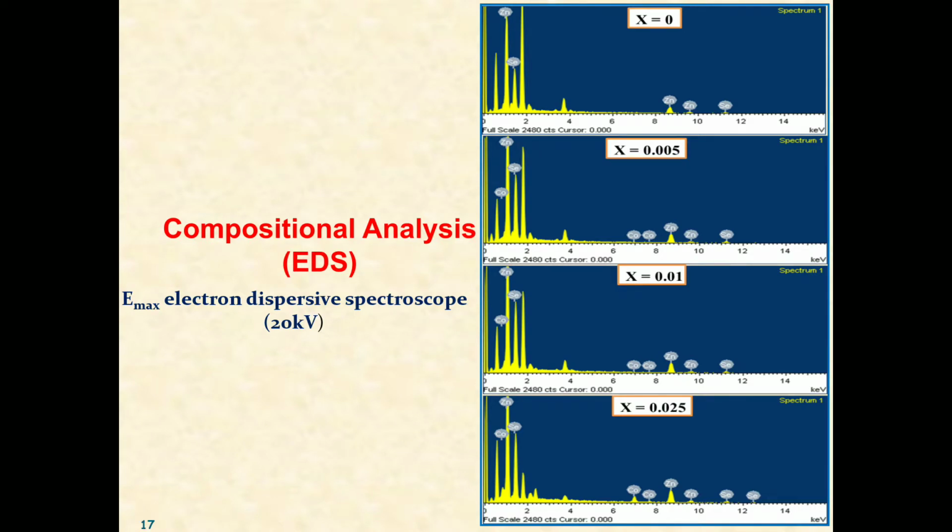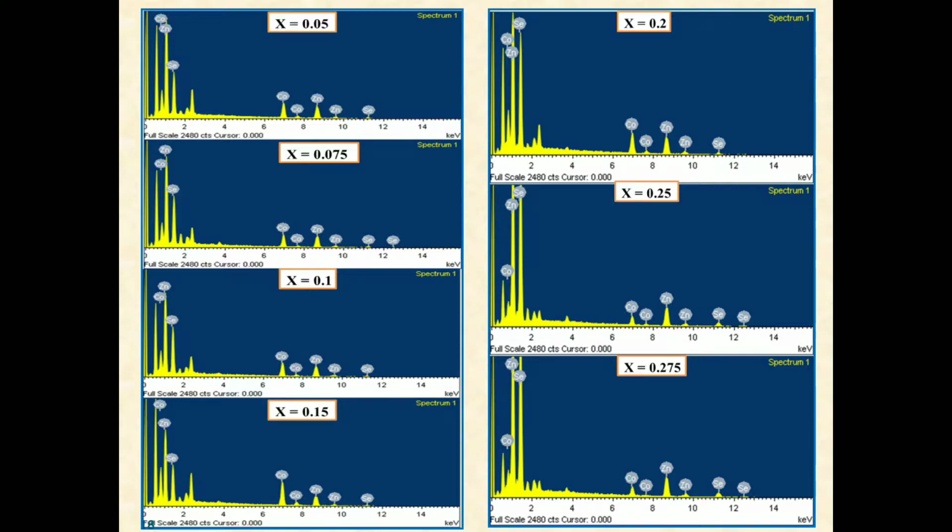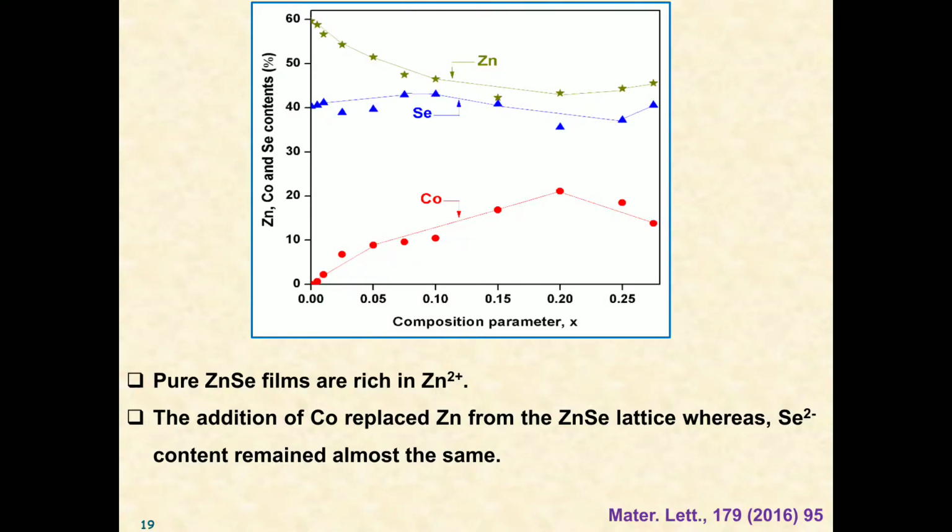So the composition of as-grown thin films was studied with the help of EDS, and these are the EDS spectrographs of ZnSe and ZnCoSe thin films. From the EDS studies, it is observed that the pure ZnSe films are rich in Zn2+, and the addition of Co replaced Zn from the ZnSe lattice, whereas Se2- content remained almost the same.